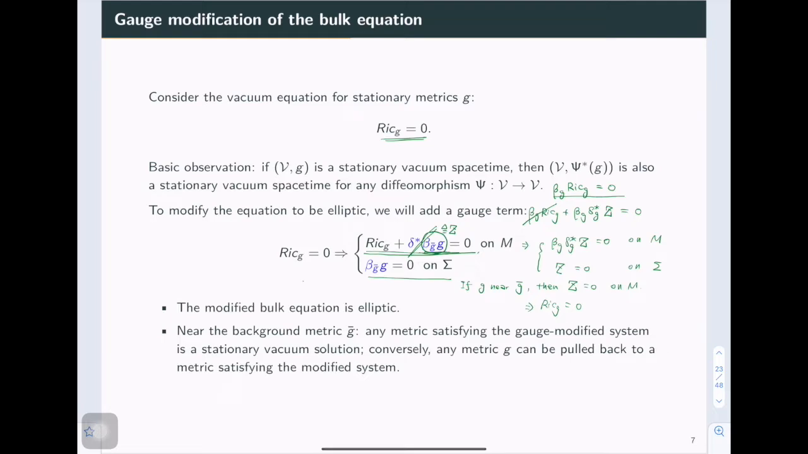Conversely, we can show that if G is a solution to the original stationary vacuum equation, then we can pull back G via a diffeomorphism, so that the pullback metric is a solution to the gauge modified system. In other words, if we use S to denote the solution space of the original stationary vacuum equation, and use tilde S to denote the solution space of the gauge modified system, then tilde S is essentially the space S quotient by the diffeomorphism group of the space-time. So this gauge modification helps us to eliminate the infinitely many kernel elements which are generated by the diffeomorphisms of the space-time.